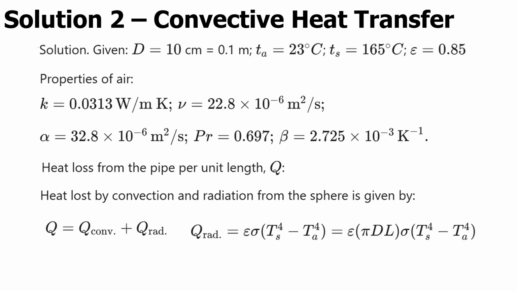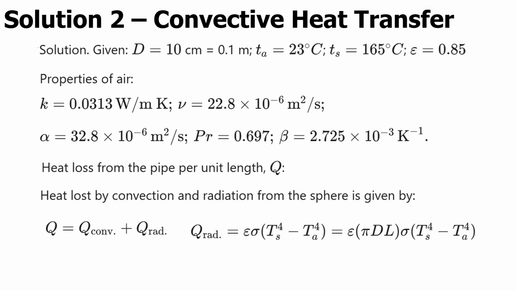So let's first calculate the radiative heat loss. The formula for radiative heat loss from the surface is given by epsilon times sigma times AS times the difference of the fourth power of the surface temperature and the ambient temperature. Here AS represents the surface area. So for a pipe of unit length, the surface area is pi times d times L, where L is 1 meter.